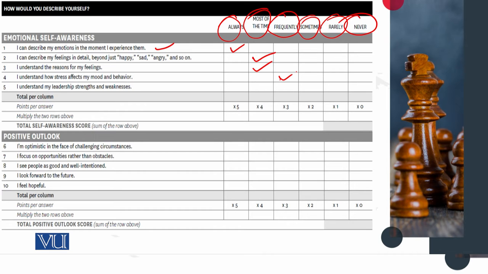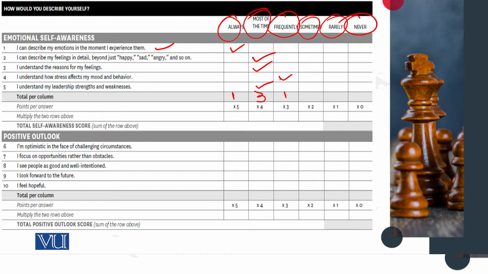And then I say, I understand my relationship strengths and weaknesses. And suppose if I say most of the time. So, ab humne first block apna pura kar liya. Ab is block ko hume calculate karna hai. For example, total per column, aapne kitne ticks lagaye. So, there was one tick in the always category, there were three ticks in the most of the time category, and there was one tick in the frequently perspective.